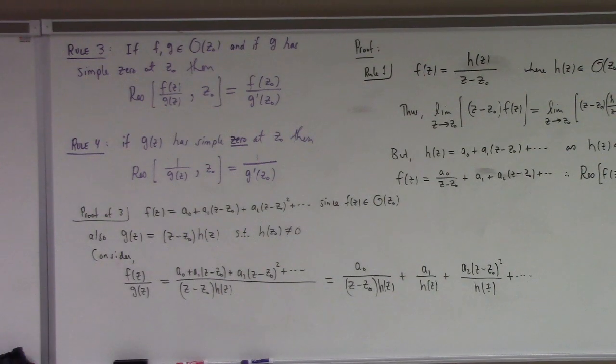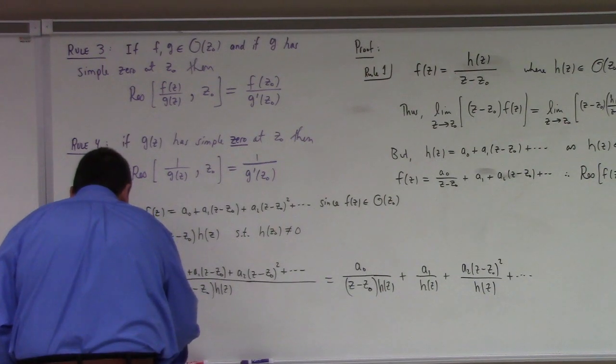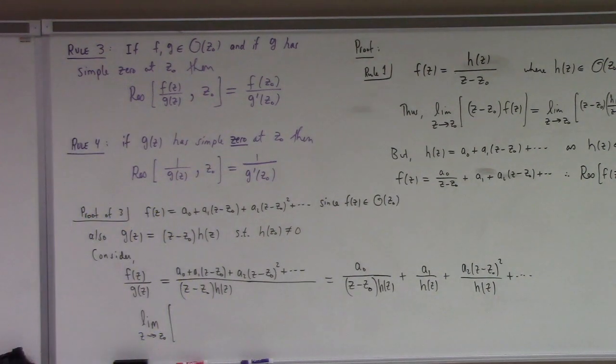Prove rule 3 using rule 1. So say, what's the limit as you approach z naught of z minus z naught times f z over... Ooh, I like it. So what are we supposed to do? If rule 1 is successful, we should be able to calculate the limit. We should look at the limit as z goes to z naught of what? Does it make sense to do that?